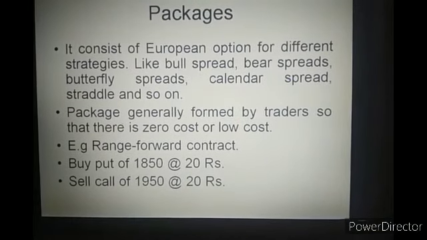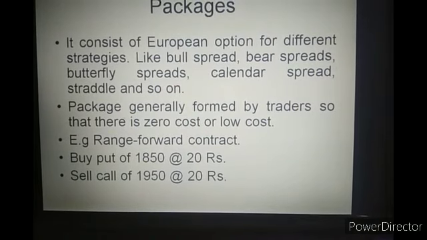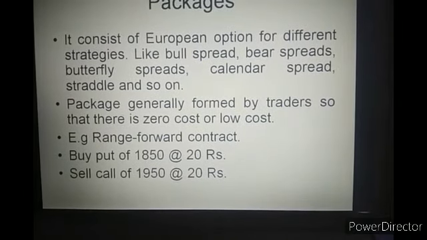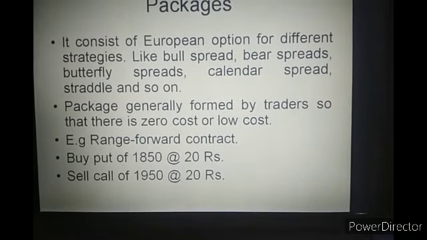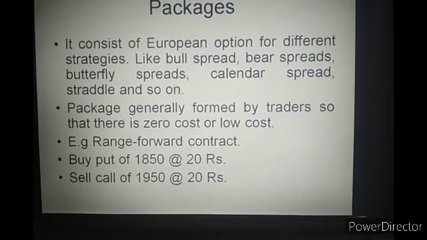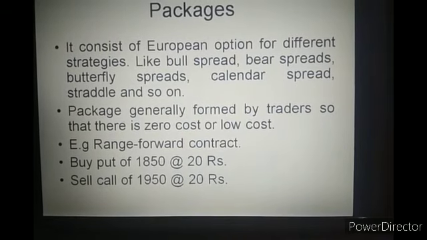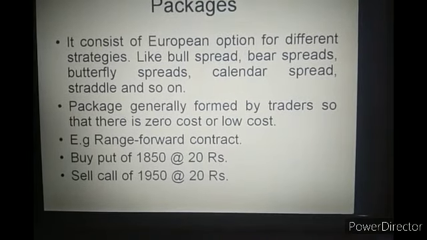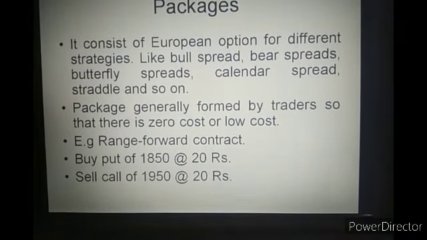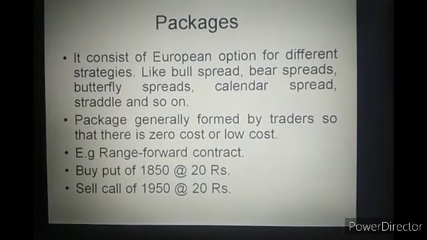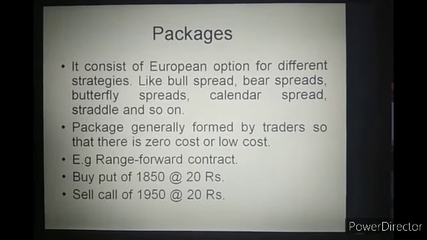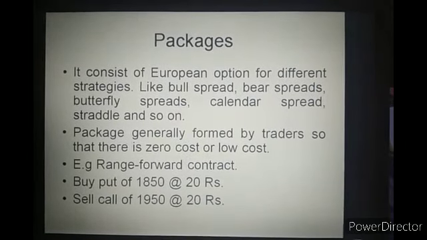For example, here you can see that you can buy a put of 1850 at 20 rupees and sell a call of 1950 at 20 rupees. Your sentiment is bearish, a downward sentiment. You are buying a put, which means you assume the price will go down. You are selling a call, so your sentiment is also downward. But you see that here the cost is 0, because you are buying at 20 and selling the call at 20. So the main motive is to reduce your cost or try to have a zero cost. So that is packages.